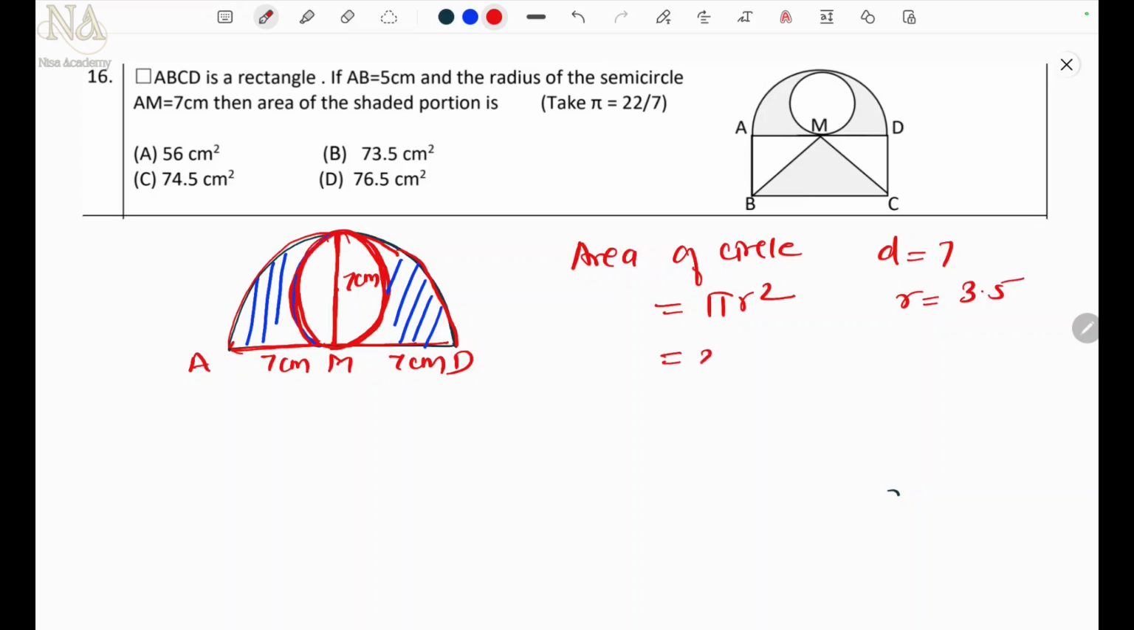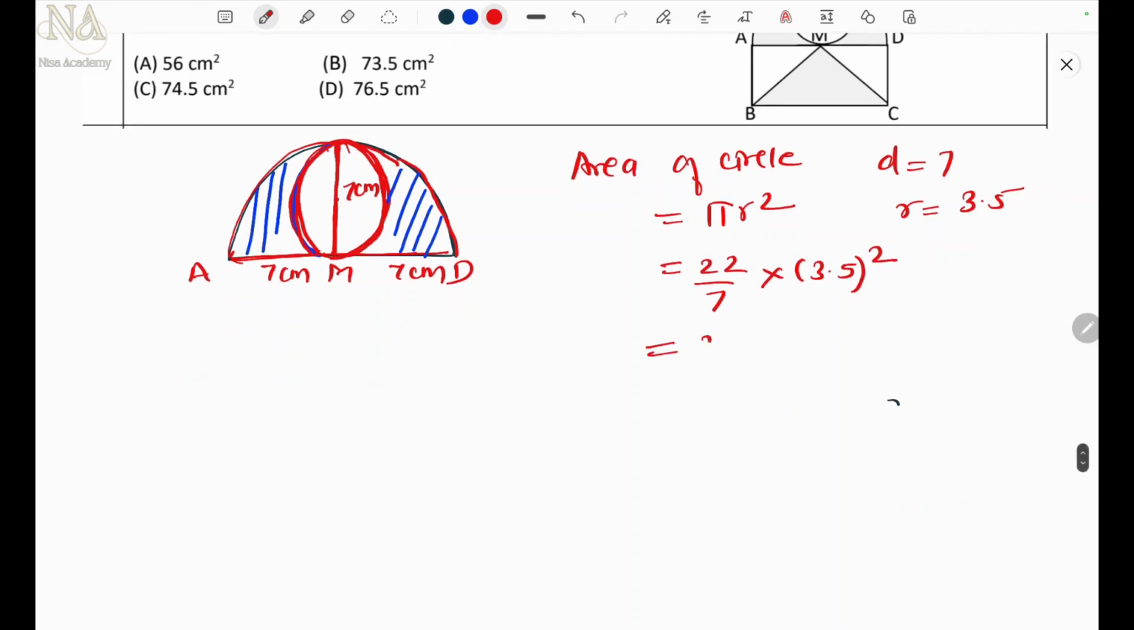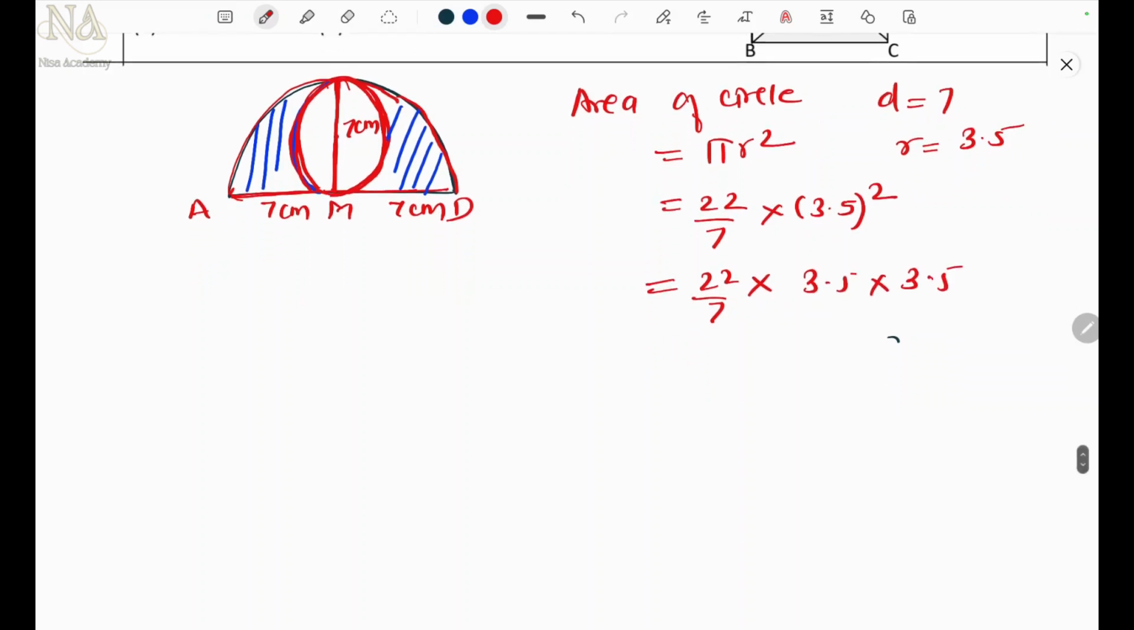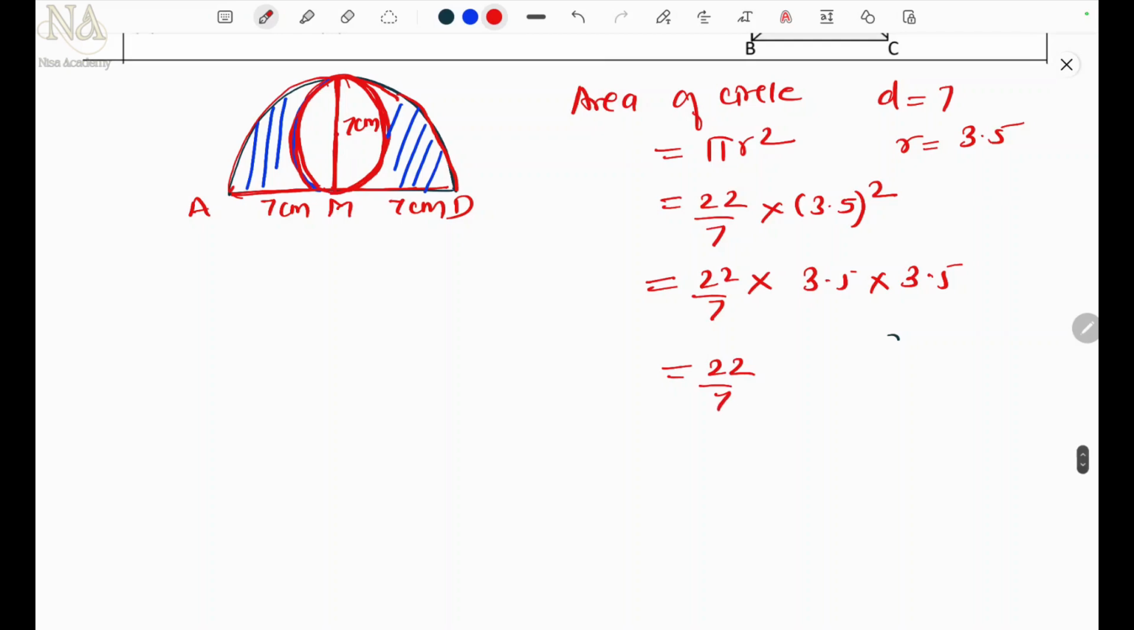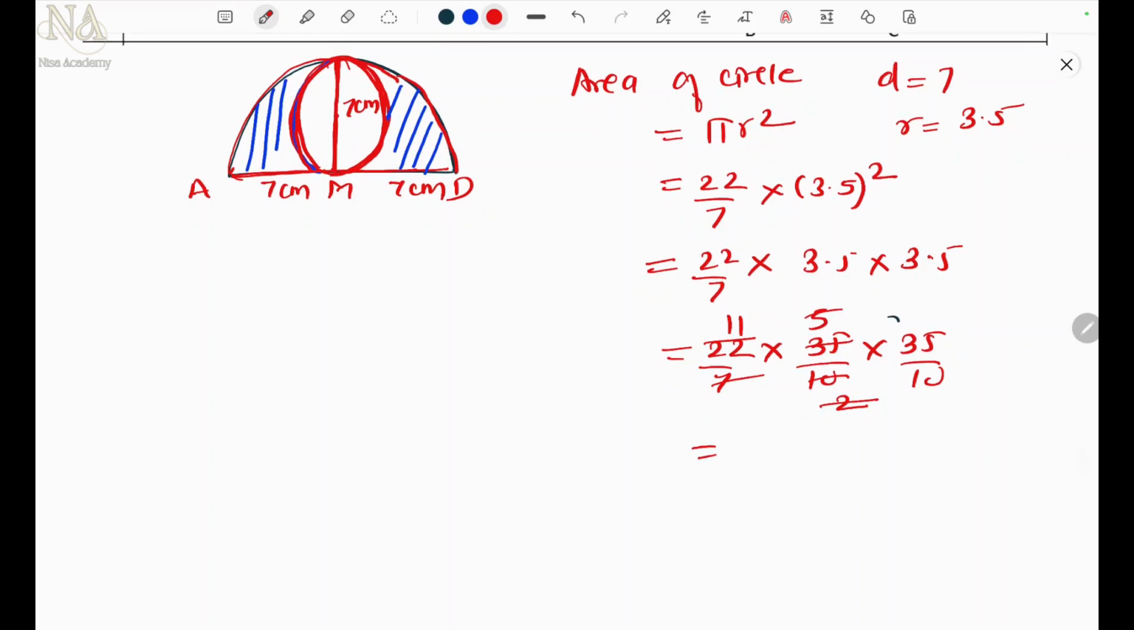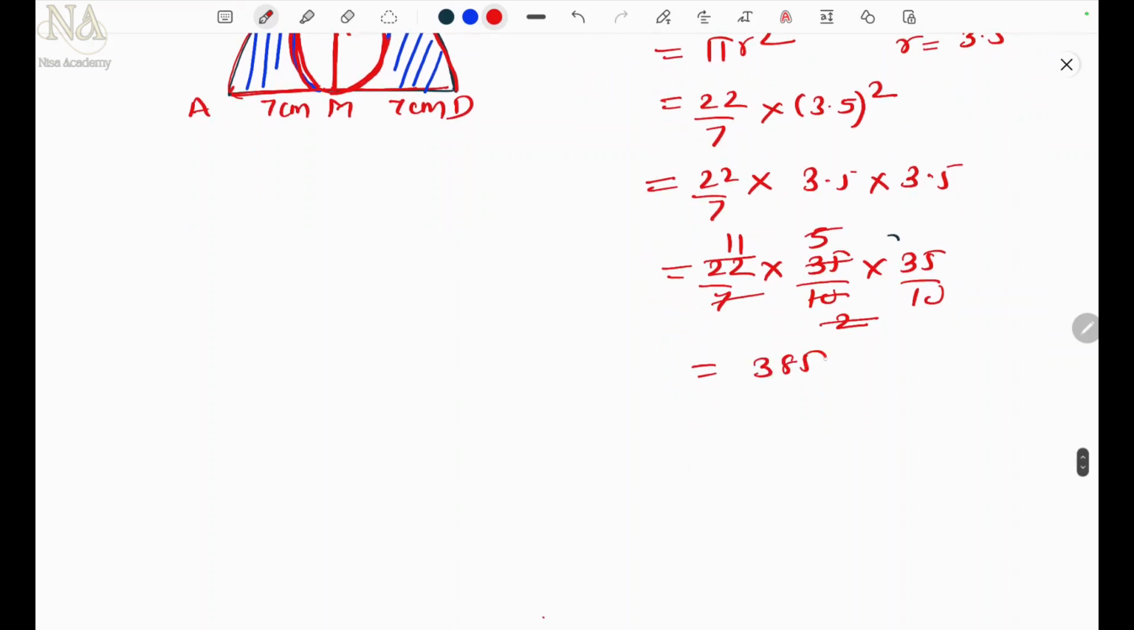Okay. So now just put the value, which is 3.5 square. So 22 by 7, can I just write this as 3.5 into 3.5? Much better, I will convert into fractions, 35 by 10. So 7 5s are, 5 2s are, 2 11s are. So 11 into 35 is 385 by 10. So 38.5 centimeter square. Now next, let's find the area of the semicircle.